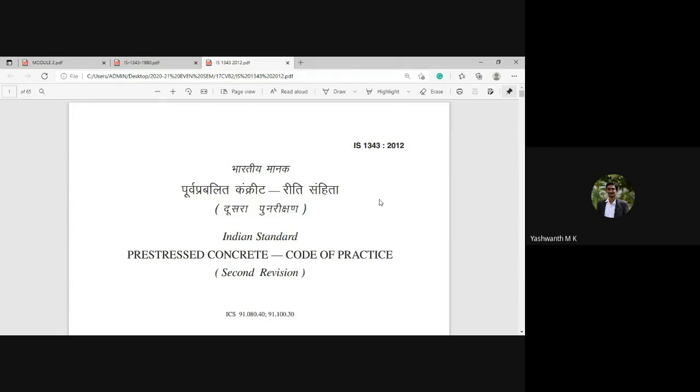So in this particular session, as I discussed regarding those types of losses in pre-tensioning and post-tensioning systems, let us further discuss, as per the IS 1343/2012 code, what are the losses of pre-stress that will be encountered in the PSC, and how to calculate those losses as per IS 1343/2012.